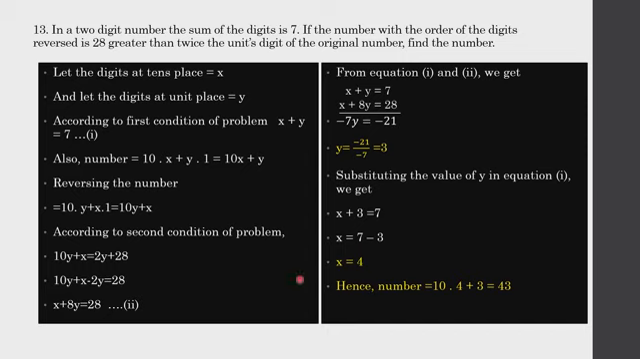Next question, we have: in a two-digit number, the sum of the digits is 7. Let us first assume that the digit at tens place is x and the digit at units place is y. Now suppose I tell you 43. We've learned expansion form in junior classes, right? So how do we expand this? It is 4 into 10 plus 3 into 1. Only then we get 43. So you have to make it 40 plus 3.